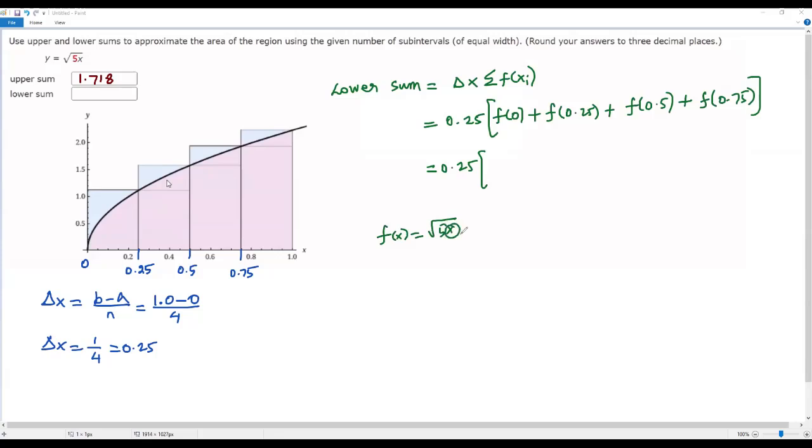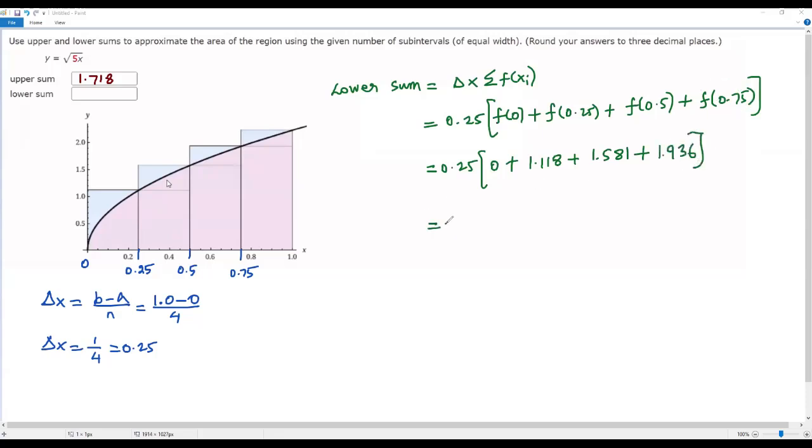Let's find f of 0. When I plug in x equals 0, 5 times 0 is 0. Square root of 0 is 0. That is, the value of f of 0 is 0. Already we have evaluated f of 0.25 when we did the right endpoint approximation. Its value is 1.118, the value of f of 0.5 is 1.581, and the value of f of 0.75 is 1.936.